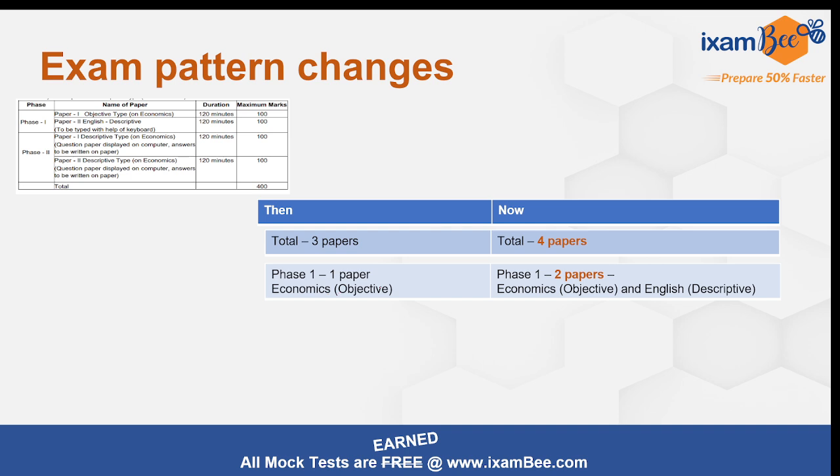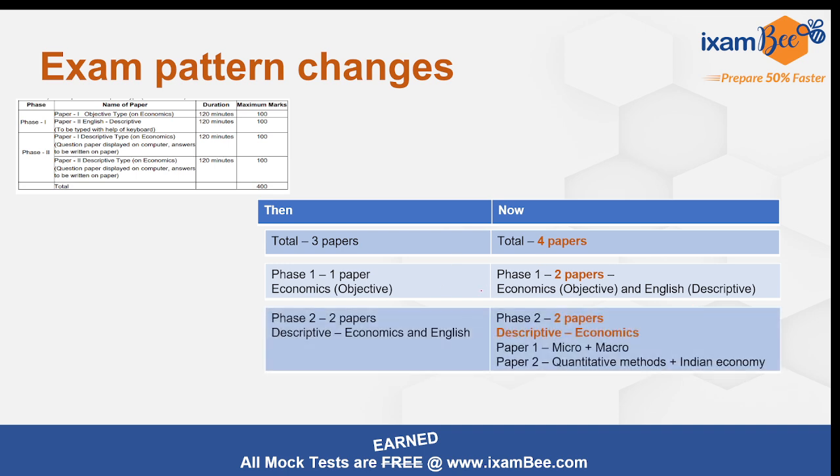Initially in phase 1 there used to be only 1 paper, and that was your economics objective paper. That will continue even now. The difference is now in phase 1 you will also have the English descriptive paper. Now again, this is not new to the DEPR exam. However, the phase in which it is being conducted is what the change is.